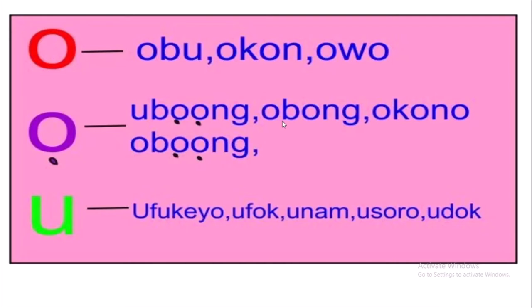Then we have Obong. Obong means mosquito. We have Okono. Obong, which means king. So you see that all of them have the O sound in it, either at the beginning of the word, the middle of the word, or the end of the word. It can be anywhere, beginning, middle, or end, but it has the sound O in it, represented by letter O with a dot under it.